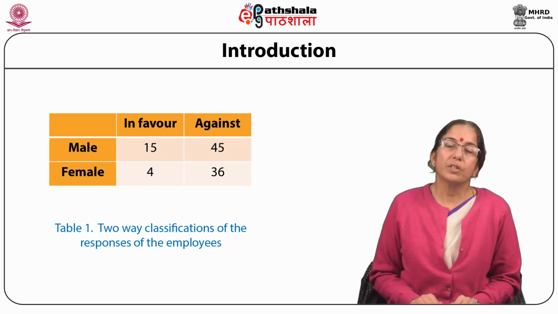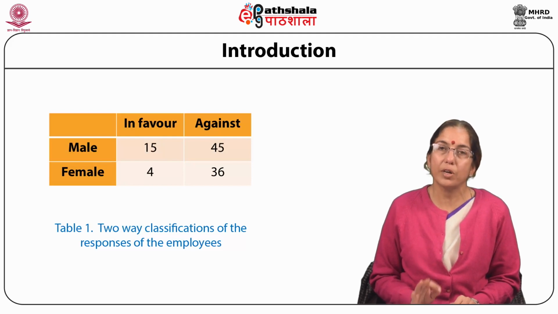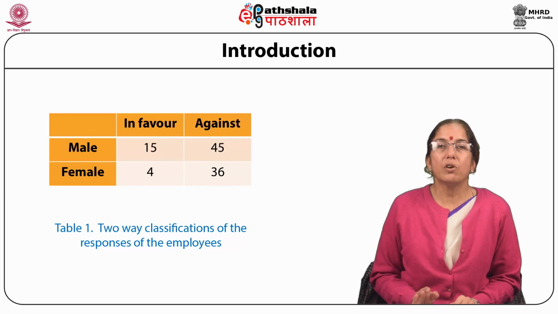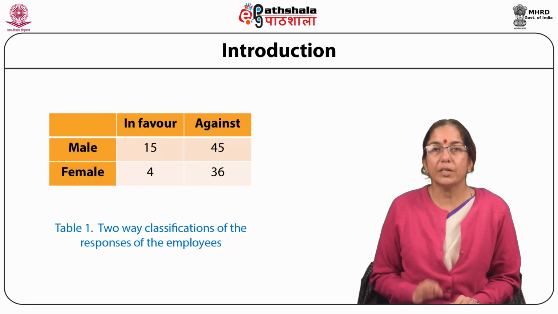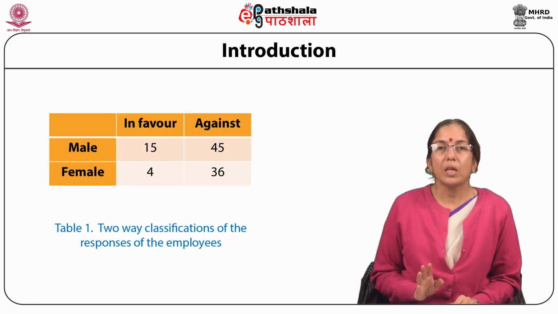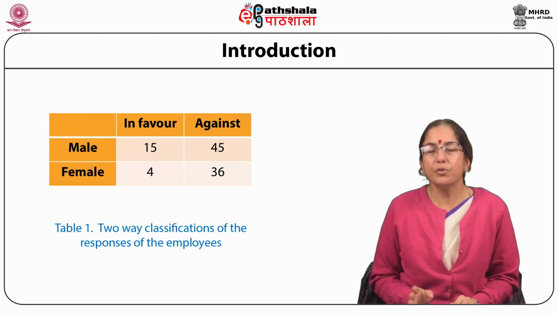Table 1 gives the distribution of 100 employees based on two variables or characteristics: gender, male or female, and opinion, in favor or against. Such a table is called a contingency table. In Table 1, each box that contains a number is called a cell. Notice that there are 4 cells in the table, because we have male or female, and favor and against.